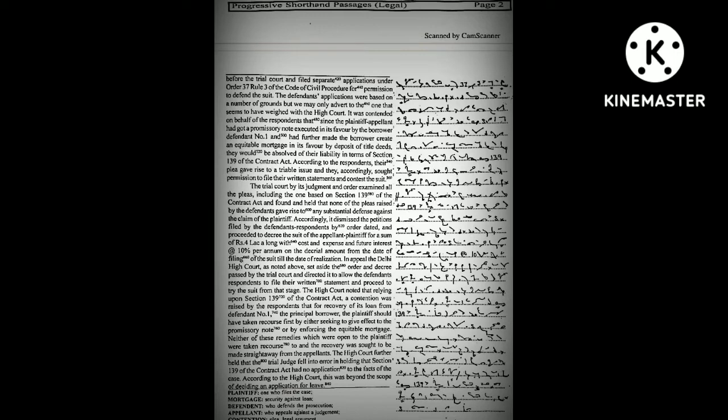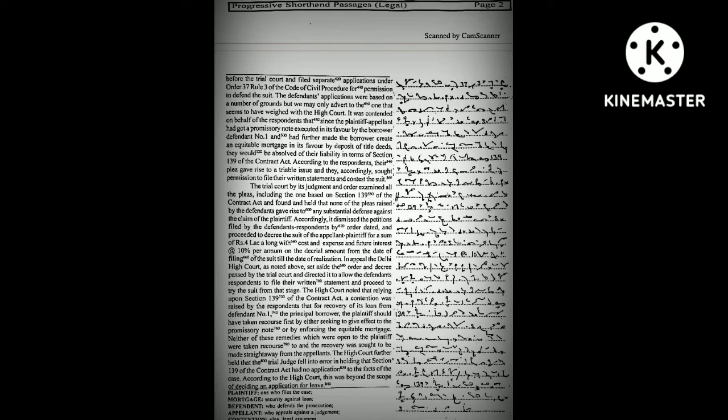In appeal, the Delhi High Court, as noted above, set aside the order and decree passed by the trial court and directed it to allow the defendant respondents to file their written statement and to proceed to try the suit from that stage. The High Court noted that relying upon Section 139 of the Contract Act, a contention was raised by the respondents that for recovery of its loan from defendant number 1, the principal borrower, the plaintiff should have taken recourse first by either seeking to give effect to the promissory note or by enforcing the equitable mortgage.